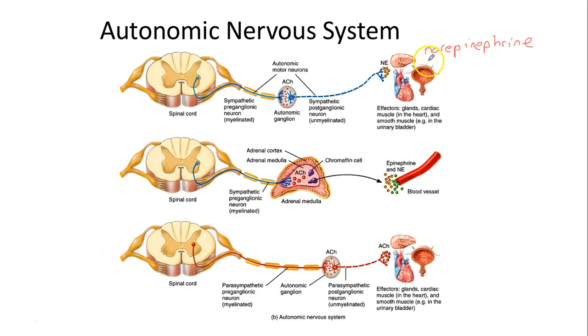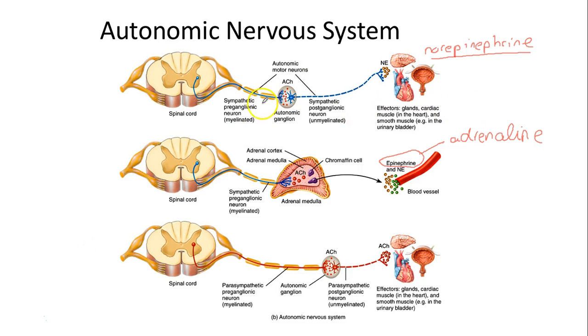Okay, and so basically all of the effects of the sympathetic nervous system will be due to this norepinephrine as well as epinephrine. You have heard of these terms. You probably know them by their other name. So epinephrine is also known as adrenaline, and norepinephrine is known as noradrenaline.